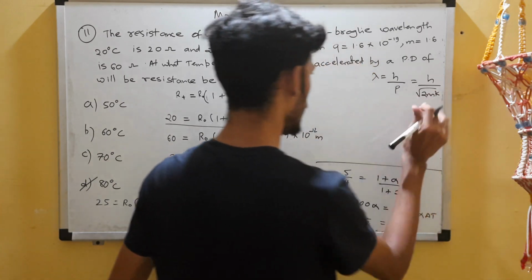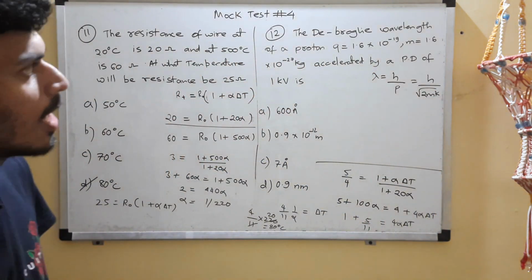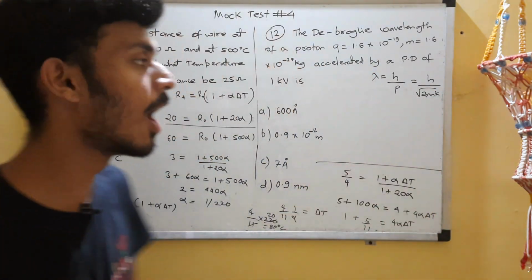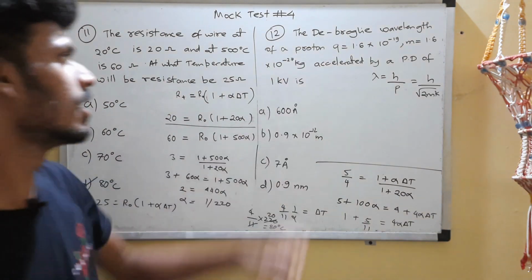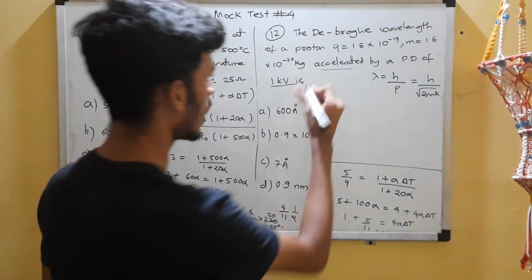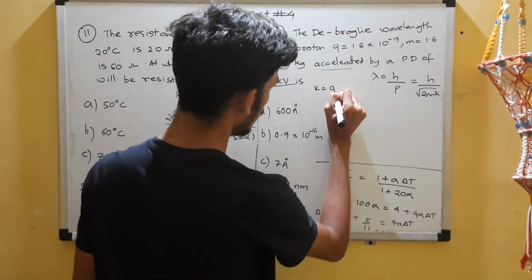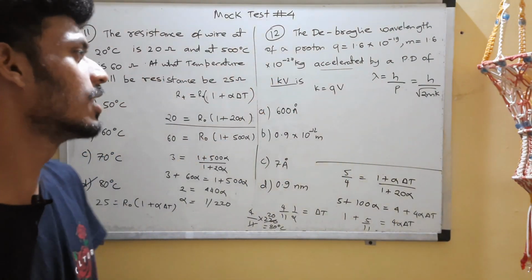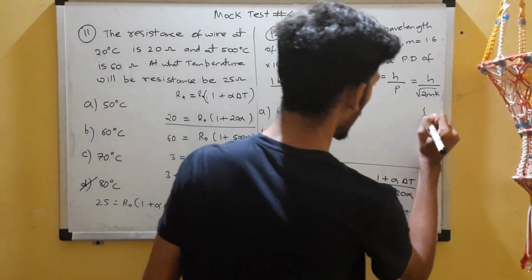Momentum in form of kinetic energy, where K is kinetic energy. The mass is given. Kinetic energy, how will you find kinetic energy? It is accelerated by a potential difference of 1 kilovolt. So kinetic energy is nothing but q times v. Okay, actually you could have used h by mv also.